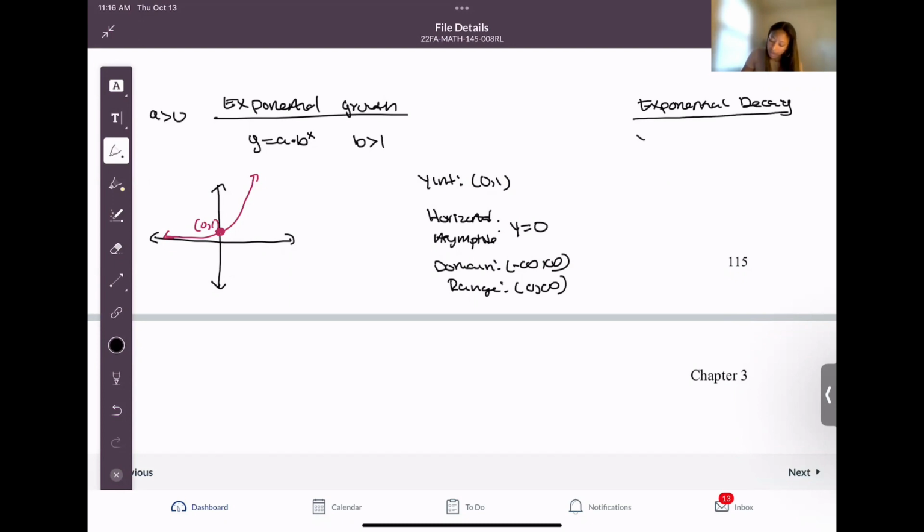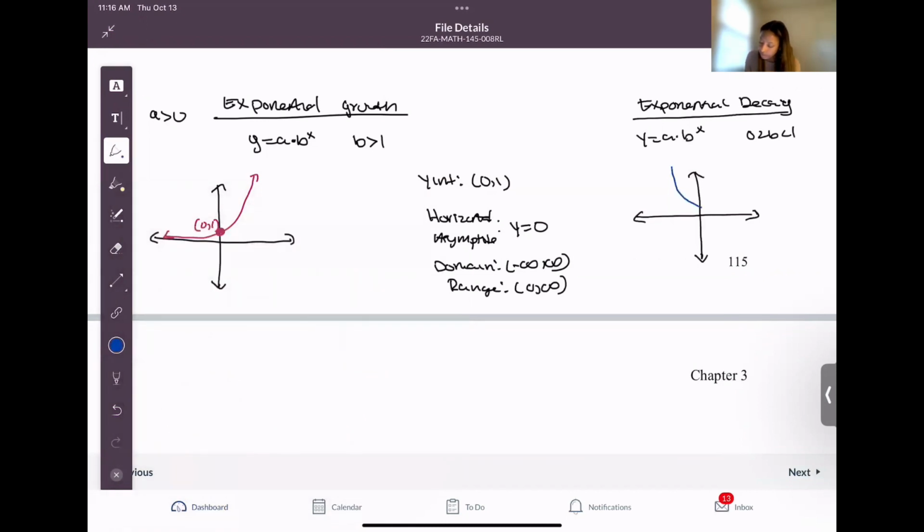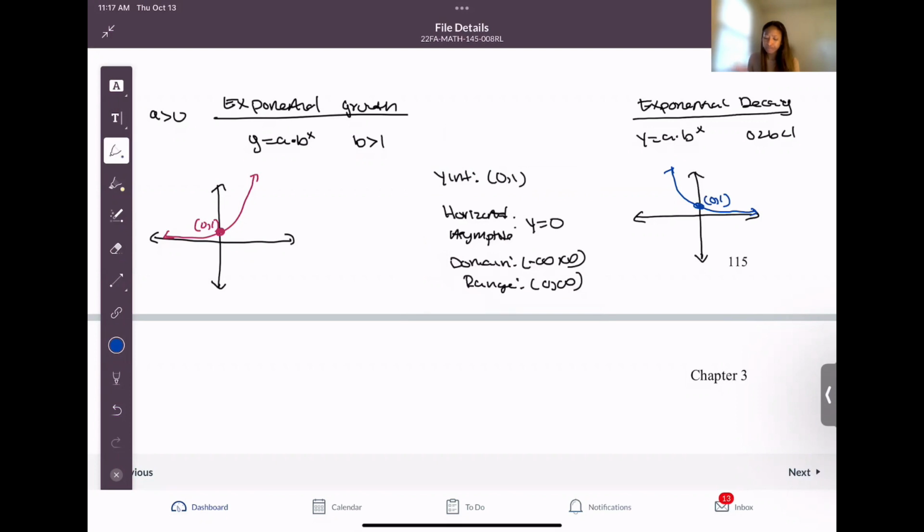So for exponential decays, we still have y equals a times b to the x, but this time b is between 0 and 1. The graph will be a reflection of the growth graph. So we start off really big, and then we decrease and get close to the x-axis. We still cross the y-axis at 0, 1. And it turns out that all of this information that I wrote here, the y-intercept being 0, 1, horizontal asymptote y equals 0, domain and range, that's the same for growth or decay.